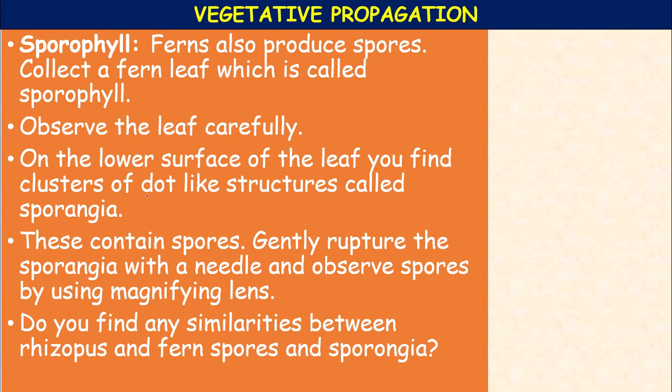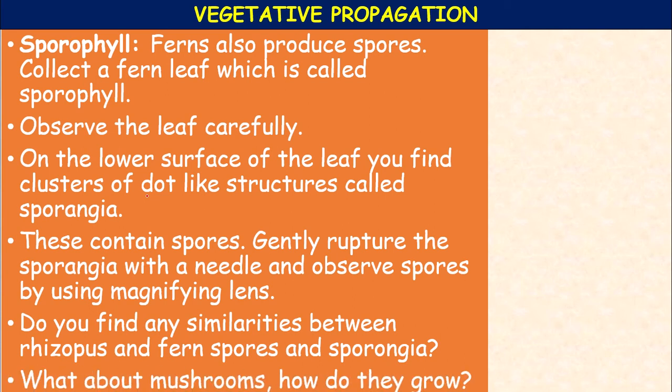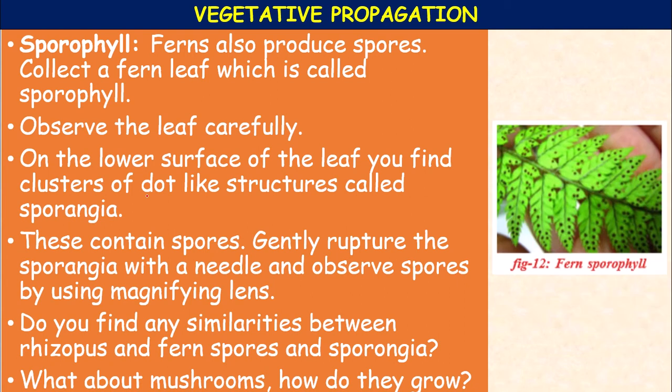Similarly, the bacterium is unicellular. Okay, what about the mushrooms? How do they grow? Mushrooms also produce spores, and when they land on a suitable substratum, first they produce the mycelia, then hyphae, and the body develops. Okay, these are the fern sporophylls. With the help of a microscope or a magnifying glass, you can see the structure of a spore.